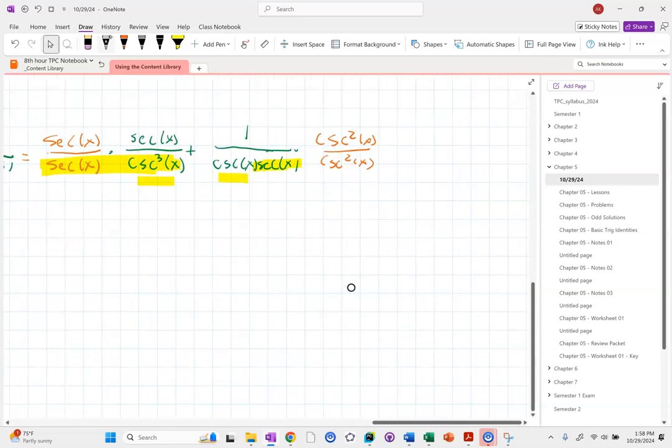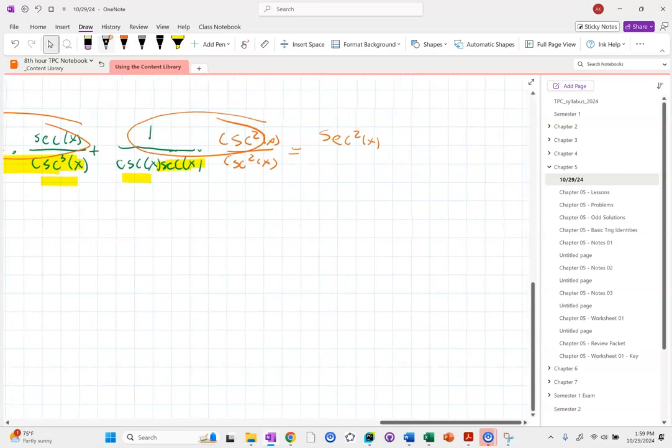Oh, sure. All right, so when I multiply this stuff out, secant times secant is secant squared. 1 times cosecant squared is cosecant squared. And the bottom is secant x times cosecant cubed x.